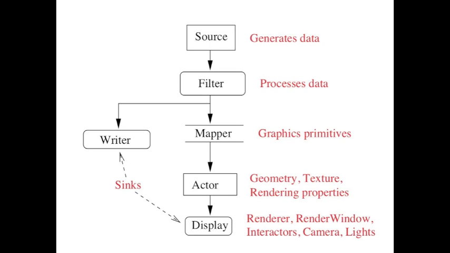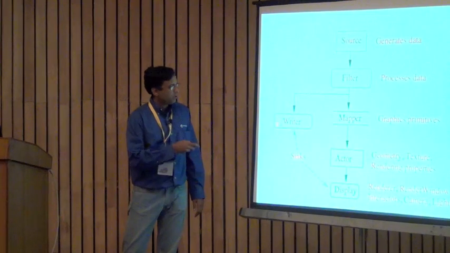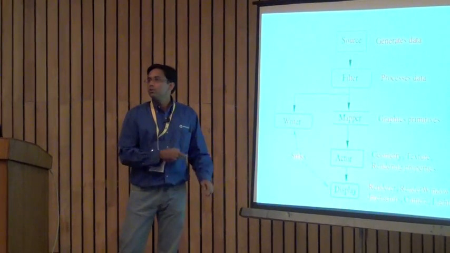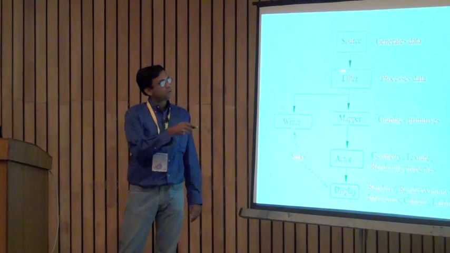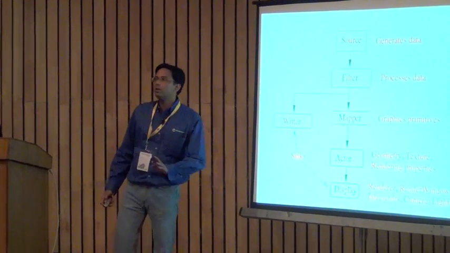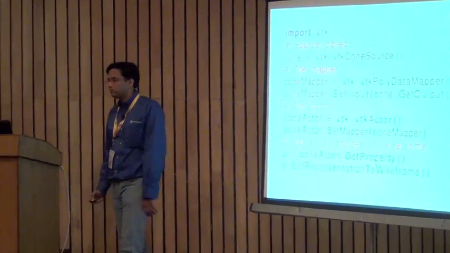It could be a data file, or it could be something you've constructed. And then you have a filter which basically processes that data. You have a mapper that takes the filtered data, again, that's raw data, and generates graphics primitives. And the graphics primitives are connected to an actor, which has geometry information, texture information, and so on. And then you display that or write that out to a file. So these are called sinks, those are called sources, these are called filters, mappers, and actors. That's the standard graphics pipeline terminology.